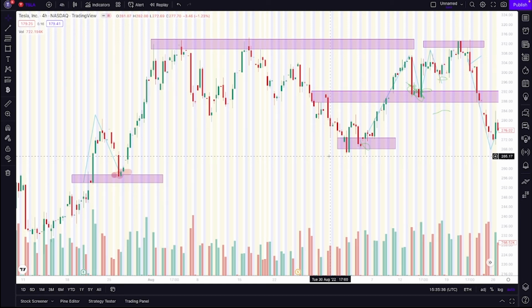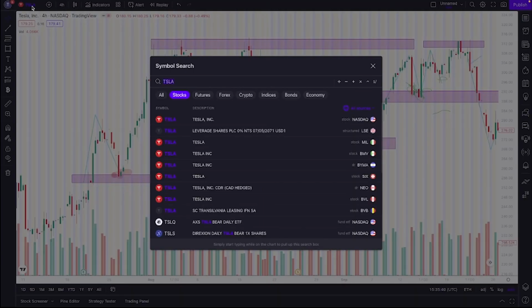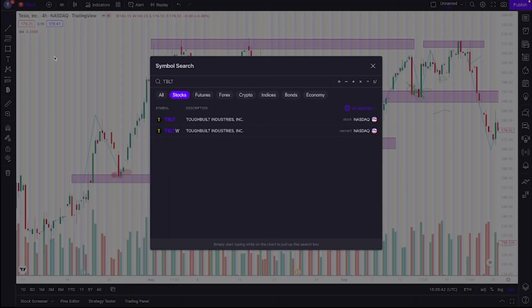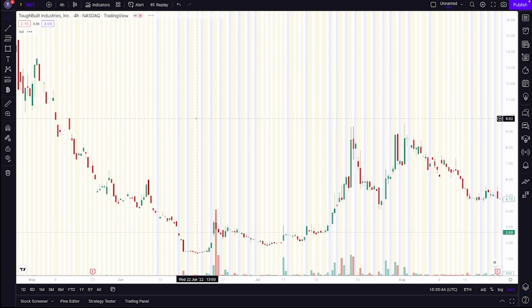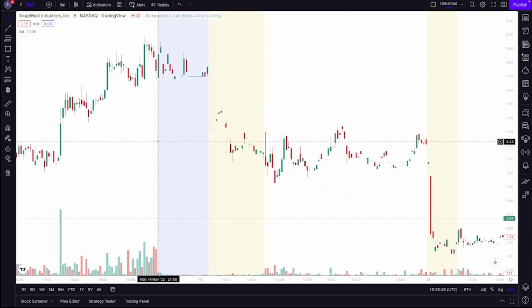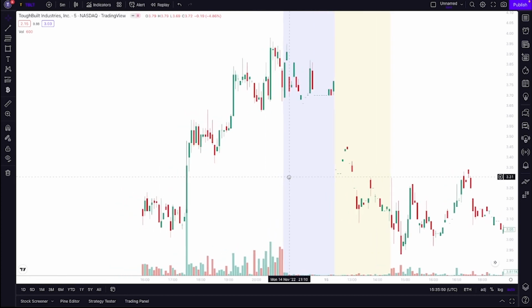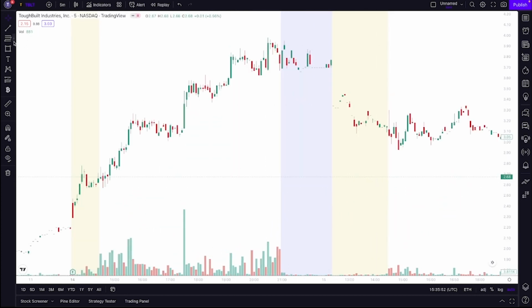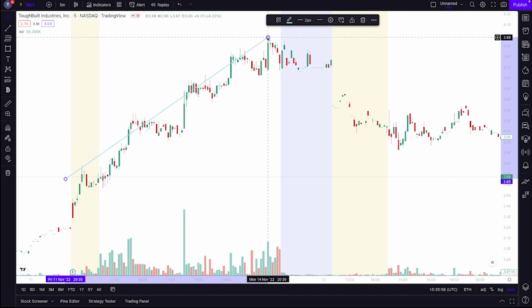Another recommendation I give you guys is stop chasing your parabolic moves. Let's give you an example on TBLT, which is a stock we played last week for a nice move. I think we played for a 30% move. So it's quite nice. But I want you to stop chasing for those parabolic moves. So you look here, guys. You get an insane move all the way to the upside.